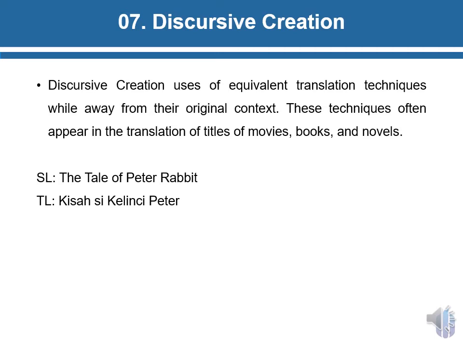Next, number 7, discursive creation. Discursive creation uses of equivalent translation techniques while away from their original context. These techniques often appear in the translation of titles of movies, books, and novels. Yeah, so for example, the title of The Tale of Peter Rabbit. Yeah, how do you translate this?